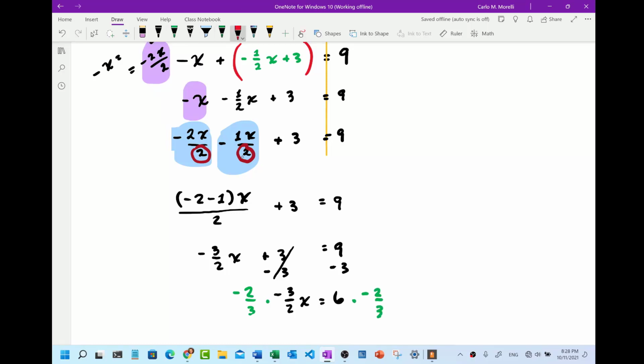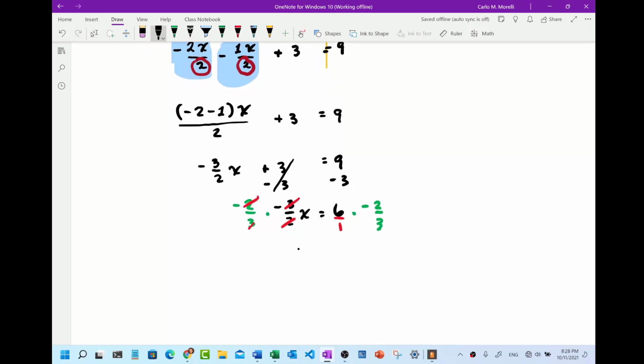And it's helpful to remember here that that's 6 over 1. Okay, cancel, cancel, cancel, cancel. And I now have x by itself equal to negative 6 times negative 2, which is negative 12 over 3, which reduces down to x equals negative 4. Okay, so x is negative 4.